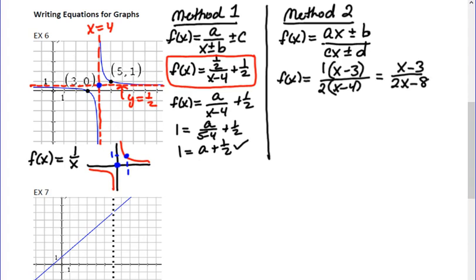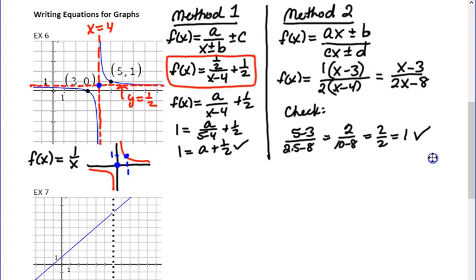Now let's just double check that with our other point 5,1. If I put 5 in for x, so let's just check this. 5 minus 3 over 2 times 5 minus 8 equals 2 over 10 minus 8. 2 over 2 equals 1. Check. So that works. So my other equation is f of x equals x minus 3 over 2x minus 8.